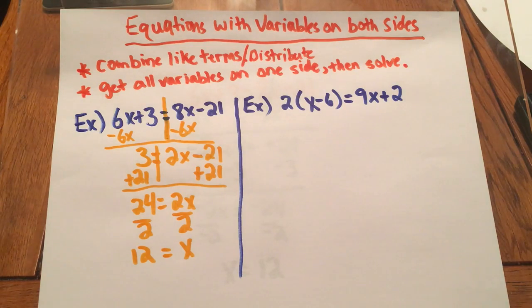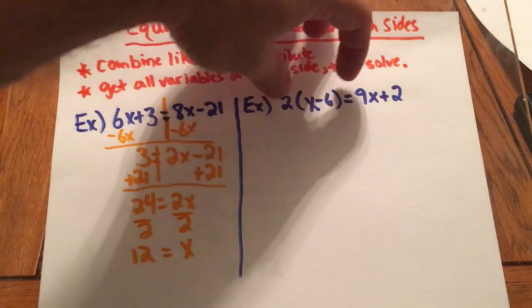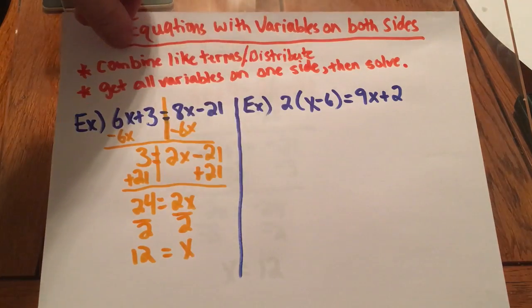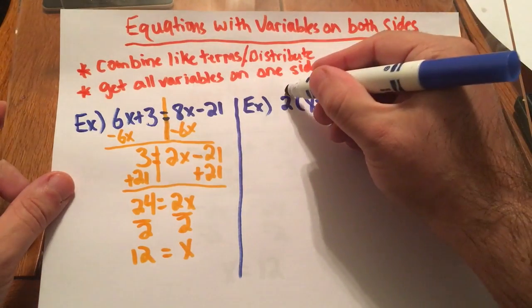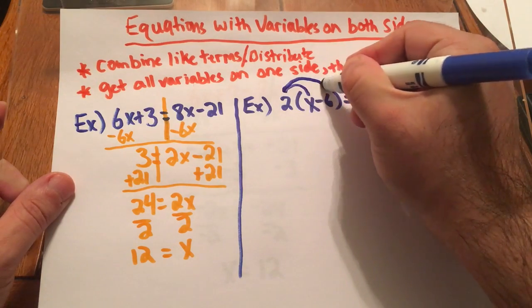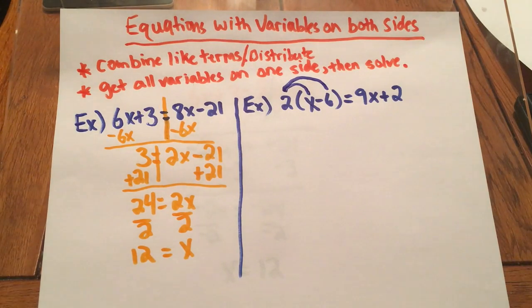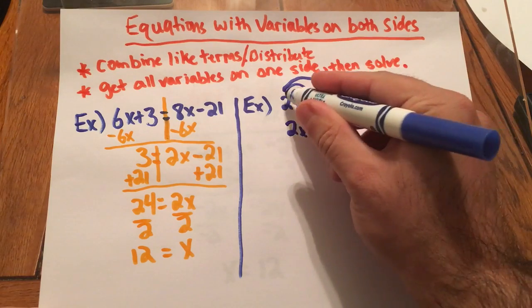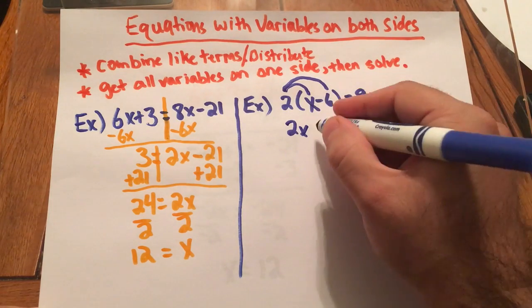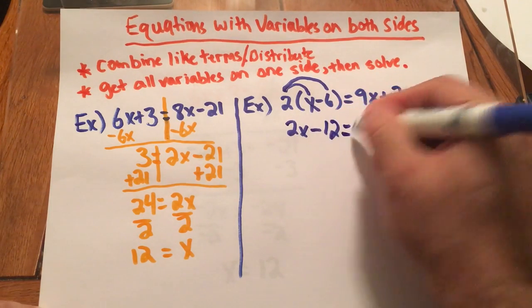Before you go crazy trying to move the variable across, you have to get rid of the parentheses first. So combine like terms or distribute. Here we're going to distribute that 2 across to get rid of that parentheses. So get rid of the parentheses first and it'll make your life a lot easier. If we do 2 times x, that's going to be 2x. And then we do 2 times a negative 6. That's going to be negative 12.